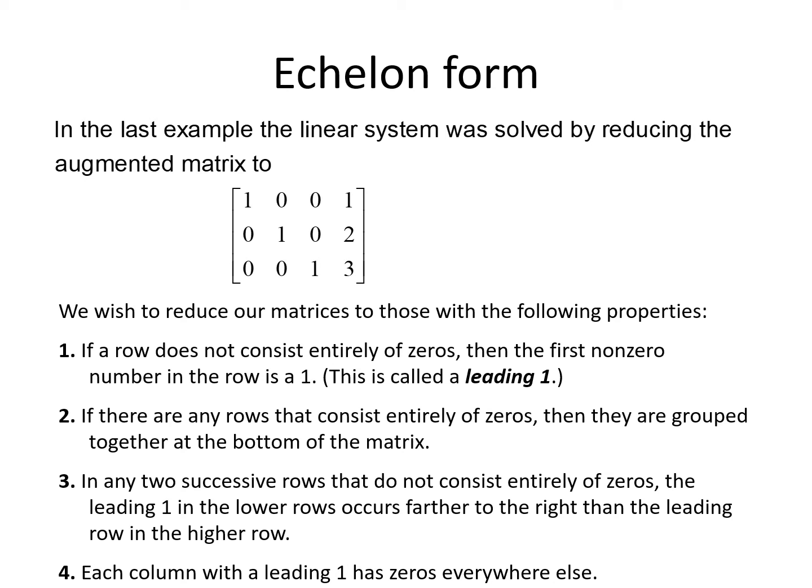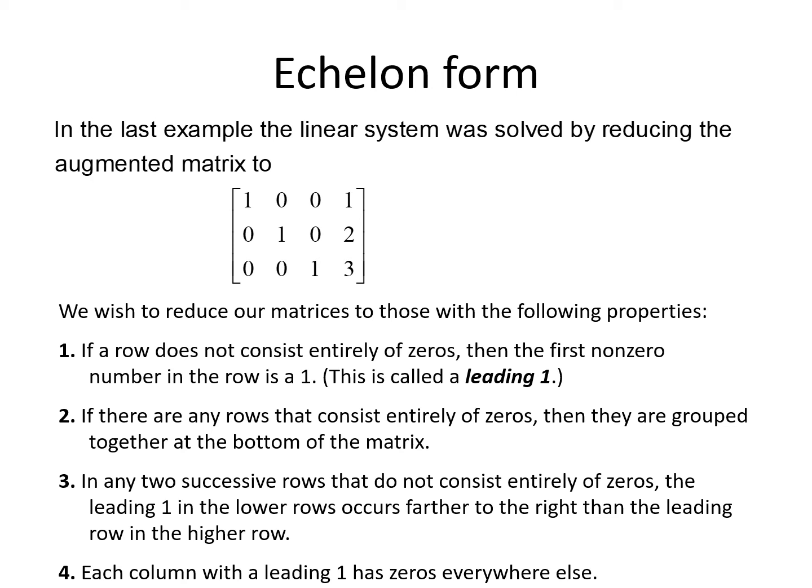So there are four conditions of reduced echelon form. If a row does not consist entirely of 0, then the first non-zero number in the row is a 1. You see, in the first row, the first non-zero element of that row is 1. That 1 is called a leading one.